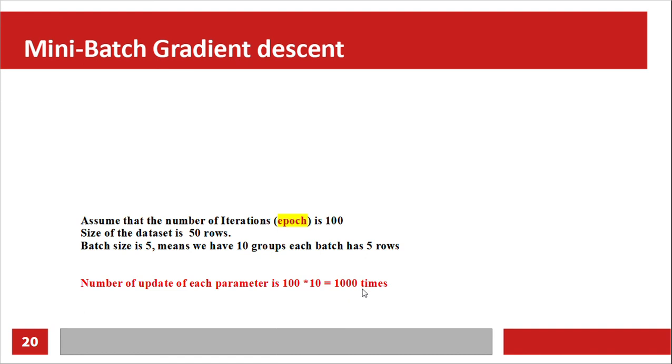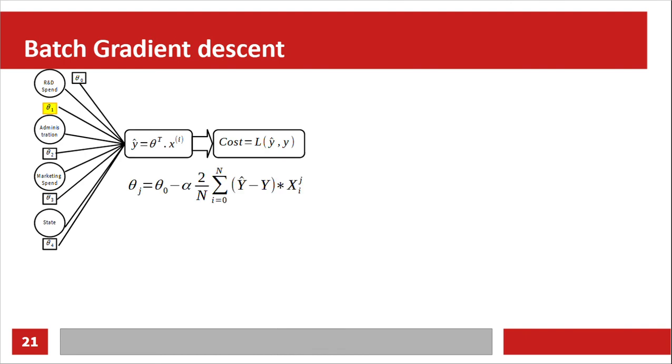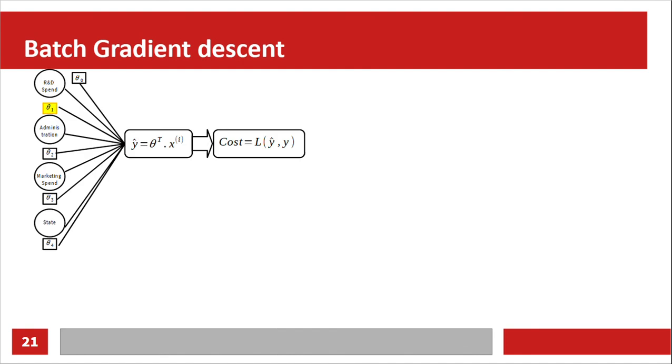So I think this one is not high, not low. In the first one it was 100, in stochastic it was 5000, and in this case, mini batch, it is 1000 times. Based on my experience, most of the researchers use mini batch. Yeah, sorry. And now how to update the parameters.